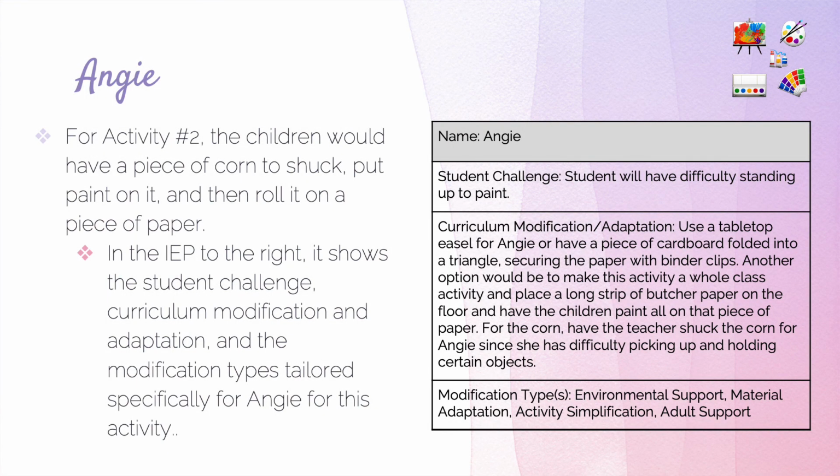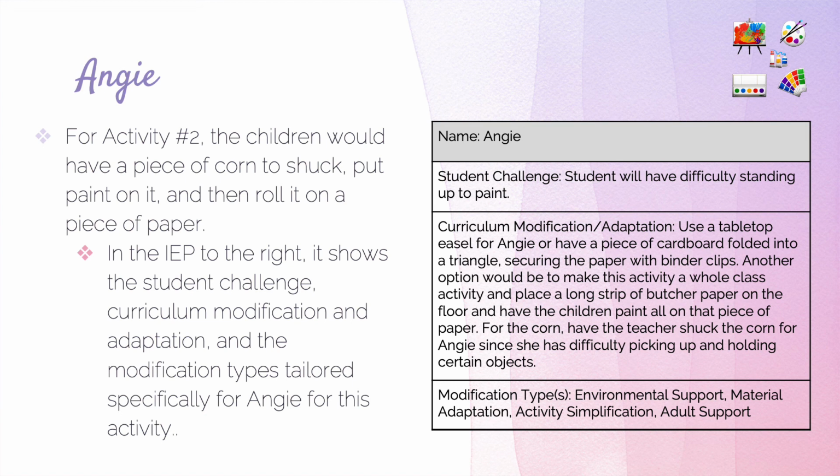The last child we have is Angie, and for Angie, the one I'm going to highlight is activity 2, which pretty much had to do with the children shucking a piece of corn, putting paint on the corn, and then rolling it on a piece of paper. Now, with Angie, her challenge would be she would have difficulty standing up to paint since she is dealing with cerebral palsy.